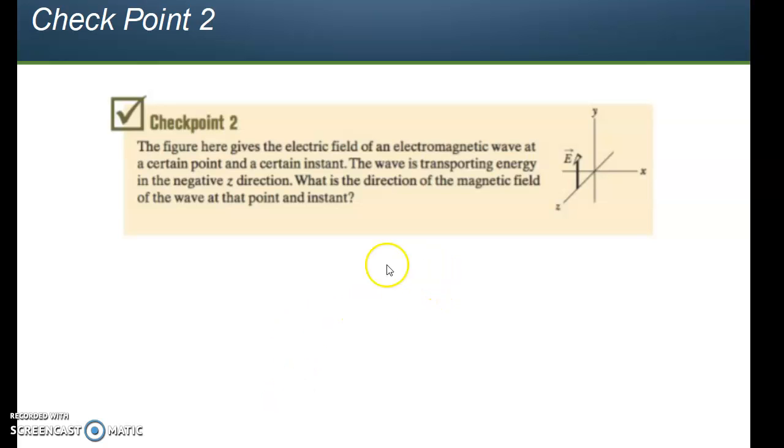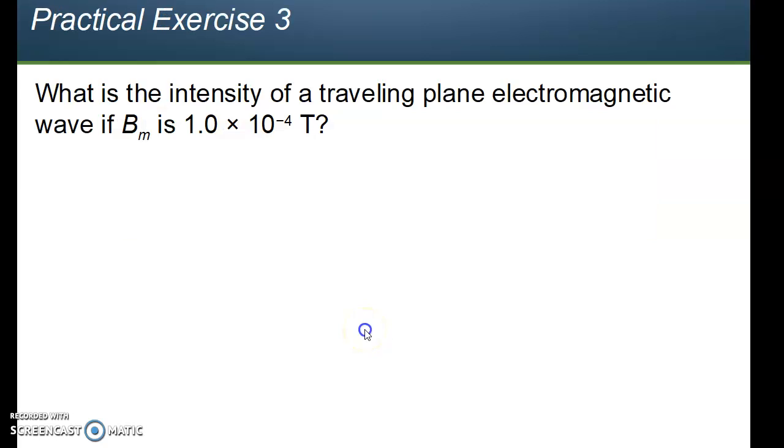Okay, so we're going to continue on from here and go on to the next practical exercise. Oh, I should have mentioned that practical exercise number 2 that we had was problem number 3. This practical exercise number 3 is problem number 7 at the end of the chapter.